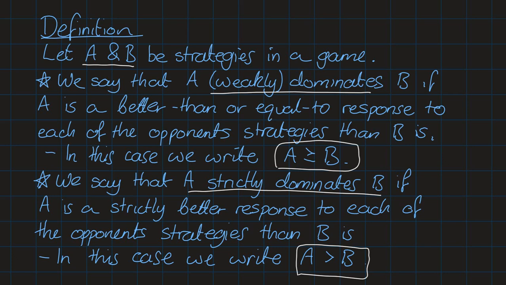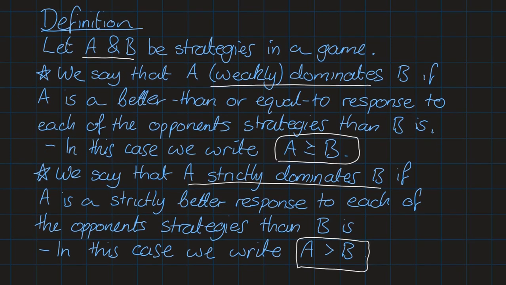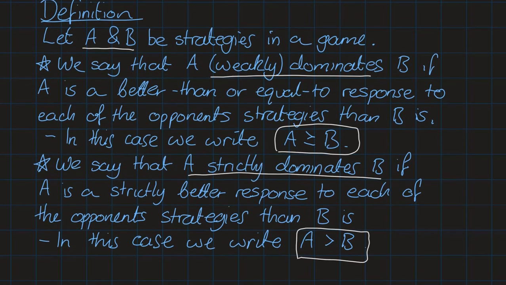I will say that sometimes in questions or exams or homeworks, it won't say weakly or strictly, it will just say dominant, like show that A dominates B. Unless it explicitly says strictly, you should assume it means weakly. So if the question reads, show that A dominates B, you should assume that it means show that A weakly dominates B. Let's do an example.